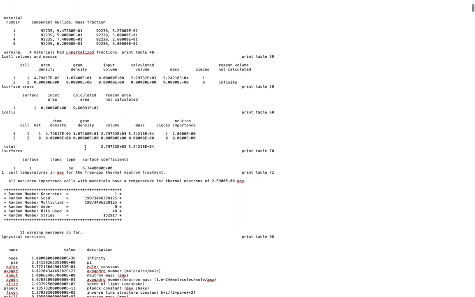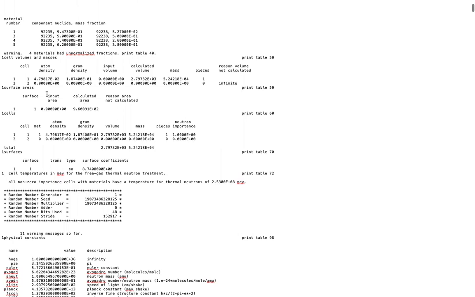Then it calculates the mass fraction. This is what we had given. This looks right. And it gives you some warnings. And here is the cell. So it calculates, you gave the atom density. The second is 0 because it's the outside world. 18.74 is the gram density. I didn't give any volume, so it calculated for a regular surface. It calculates the volume. It calculated the mass of my material.